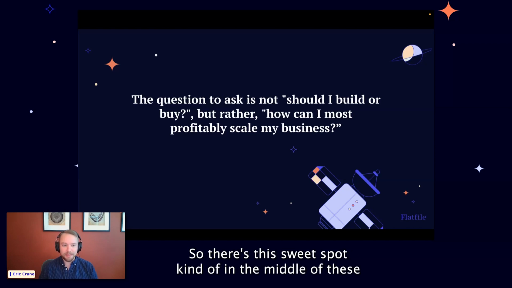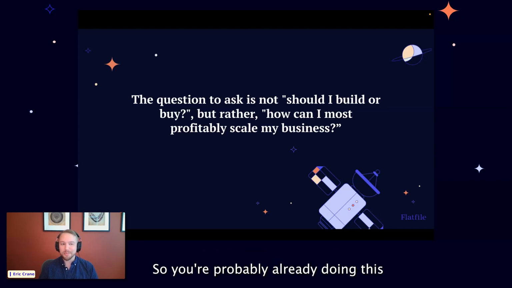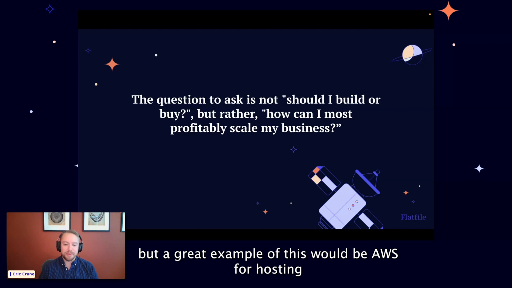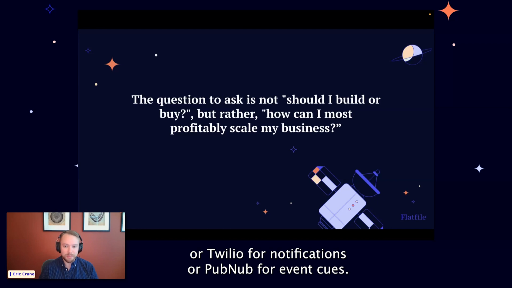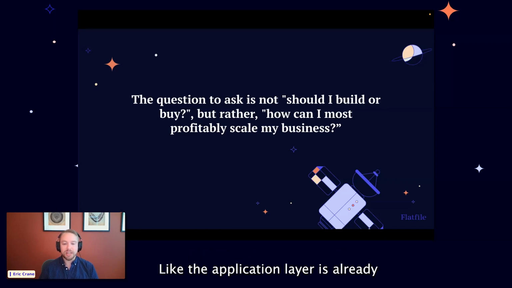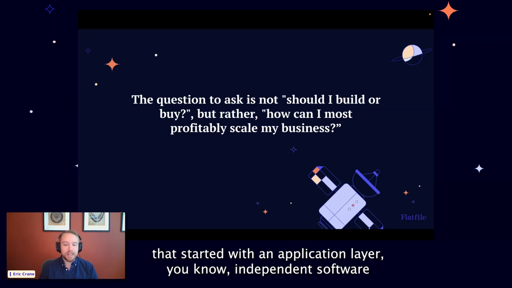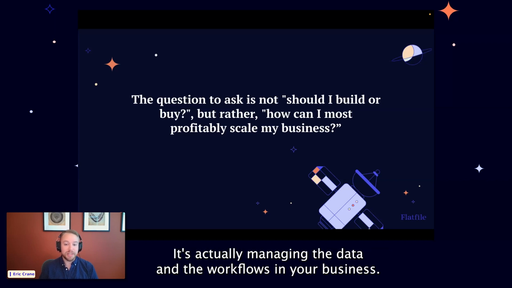So there's this sweet spot in the middle of these, which I call the build with zone. You're probably already doing this to an extent. It may just not be top of mind for you, but a great example of this would be AWS for hosting, or Twilio for notifications, or PubNub for event queues. The application layer is already starting to move towards this platform layer. I would guess that a lot of you use Salesforce, and that's a great example of a company that started with an application layer, independent software that you could just purchase, configure, install, and use, and moved to more of a platform layer where it's actually managing a lot of the data and the workflows in your business.